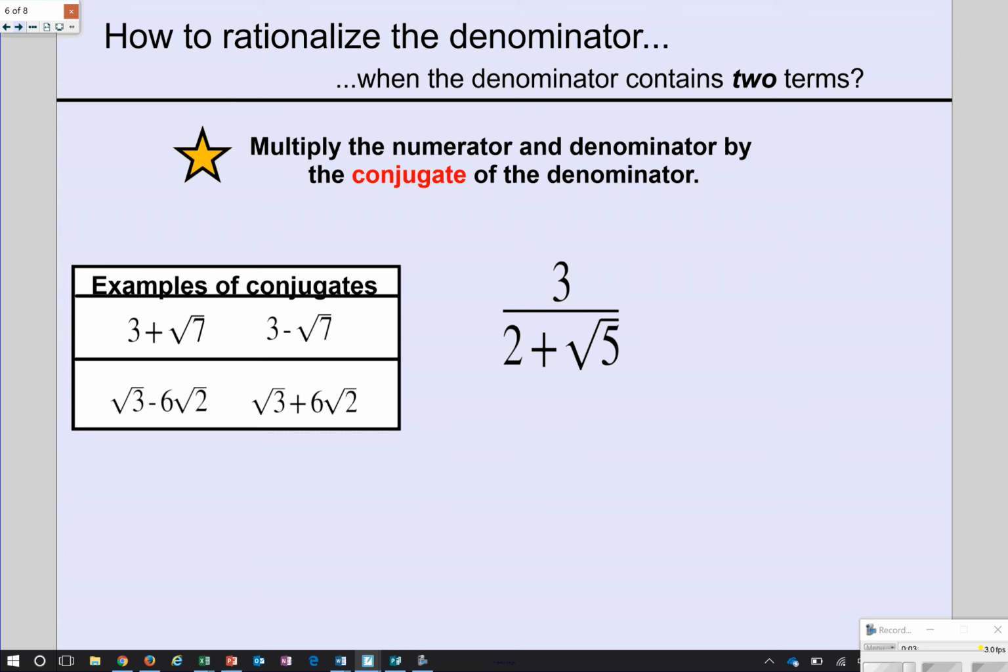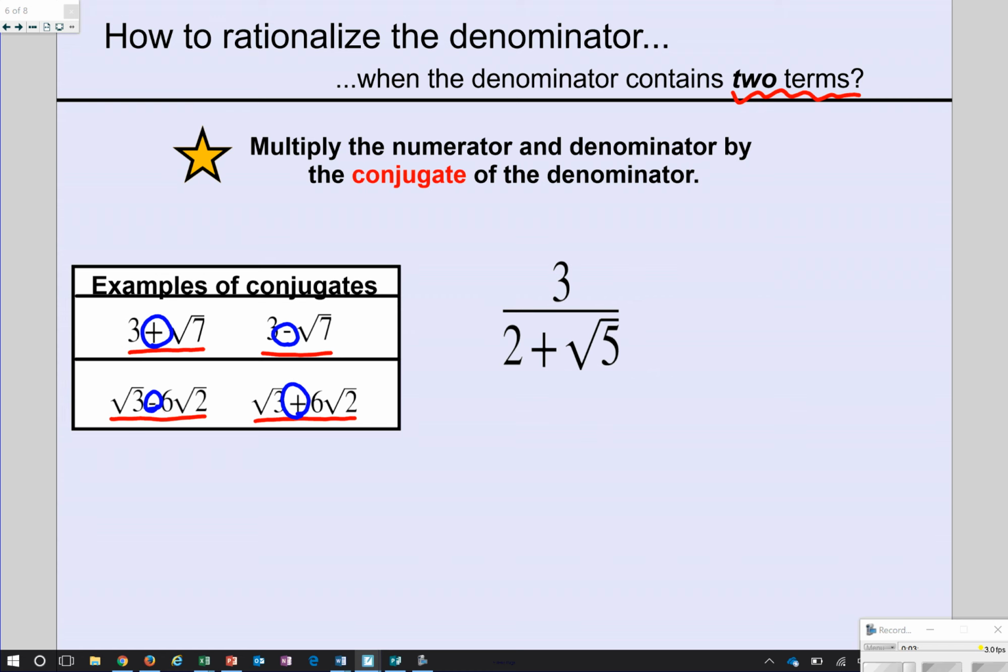The process is slightly different when the denominator contains two terms. When it contains two terms, you multiply the numerator and denominator by the conjugate of the denominator. So let's look at what this vocab word conjugate means. An example of conjugates would be 3 plus the square root of 7, and the conjugate of that would be 3 minus the square root of 7. Or the square root of 3 minus 6 root 2 and the square root of 3 plus 6 root 2. So you can see conjugates are expressions that have the same two terms except an opposite sign in the middle.